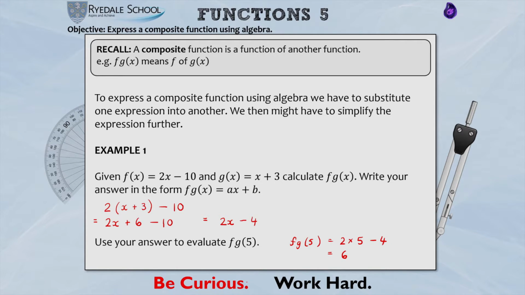Now we can actually double check that this is working by doing g of 5, taking that answer and putting it into f of x, just like we were doing last lesson. So let's just have a go at that. If our value was 5, if I put that into g of x, 5 plus 3 would be 8. I then take my value of 8 and substitute it into f of x. 2 times 8 is 16, take away 10, also gives us 6.